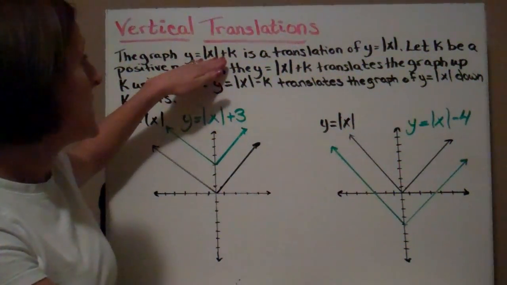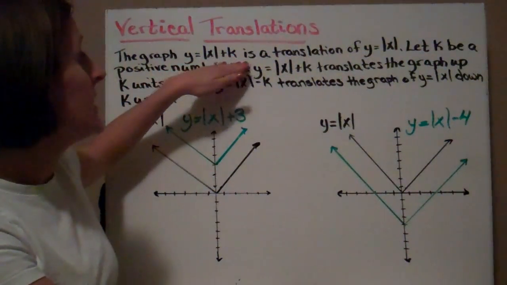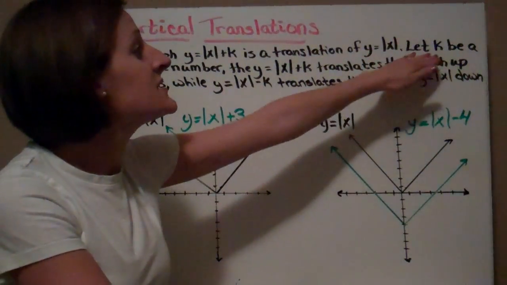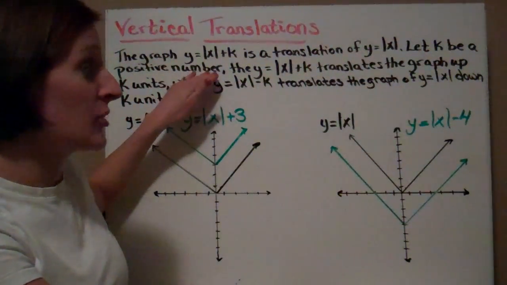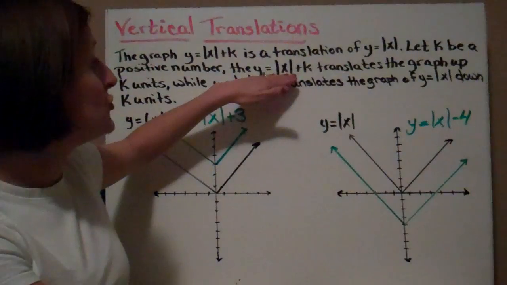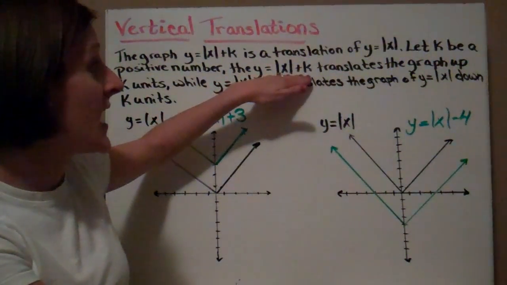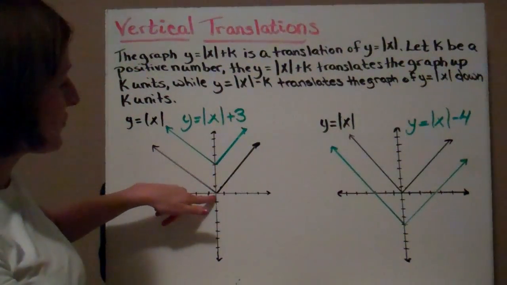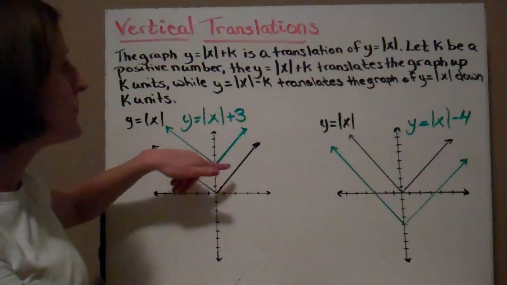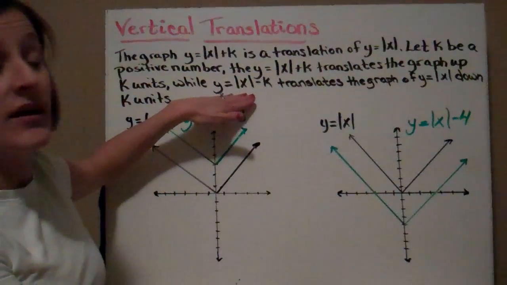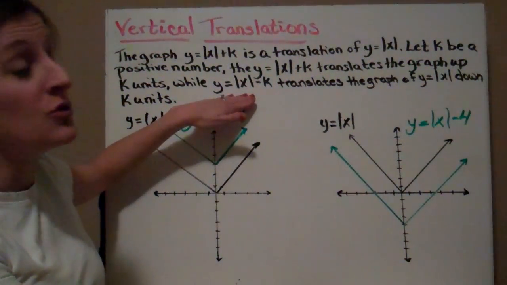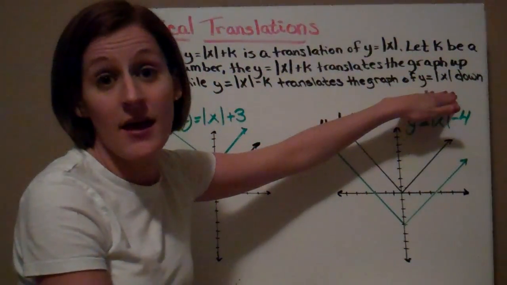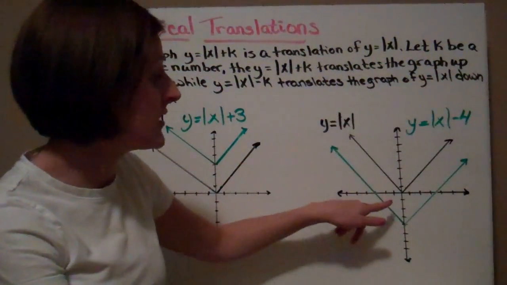The graph y equals the absolute value of x plus k is a translation of y equals the absolute value of x. So k is going to be a positive number. When you do y equals the absolute value of x plus k, it's going to translate the graph up. Basically it moves the vertex up. While y equals the absolute value of x minus k translates the graph of y equals absolute value of x down, like this one.